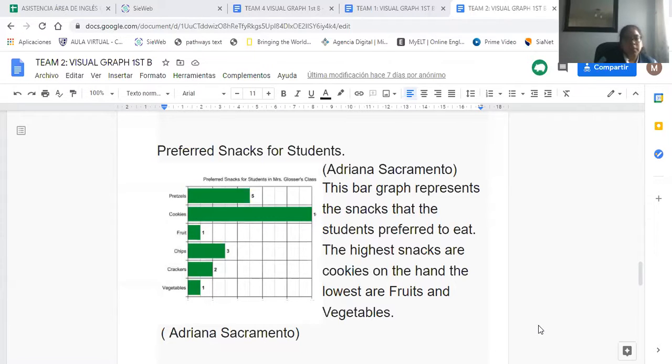I disagree because people should eat nutritious things so they can be healthier and stronger. But most people prefer to eat cookies that are sweet.